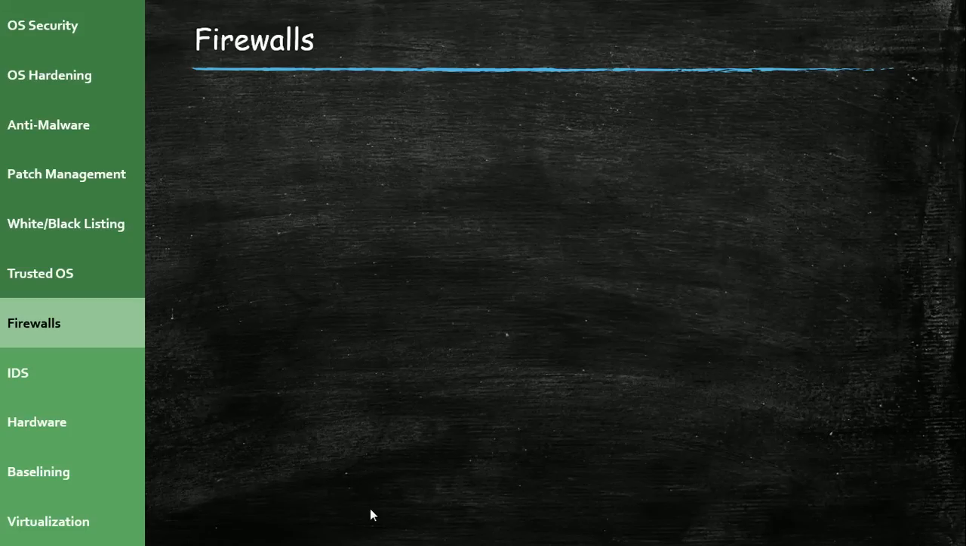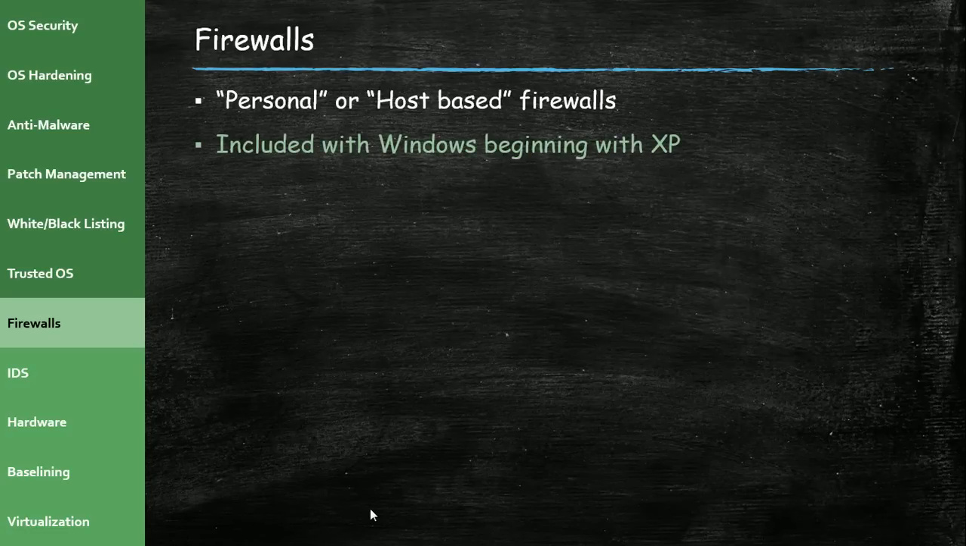Firewalls, we're all familiar with firewalls as being devices, and you can take whole courses on firewall management to cover how to configure those and how they work. But when we talk about firewalls and host-based security, we're talking about personal or host-based firewalls. Beginning with Windows XP, there was a firewall included with Windows. Actually, I think it was Windows XP Service Pack 2 when they started including that firewall. And so, of course, Windows Vista, Windows 7, Windows 8, Windows 8.1, they all include a firewall that you can enable.